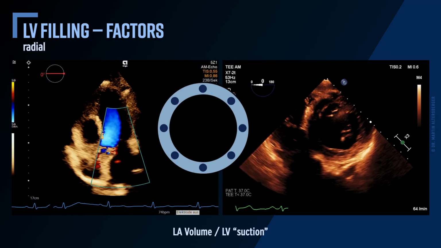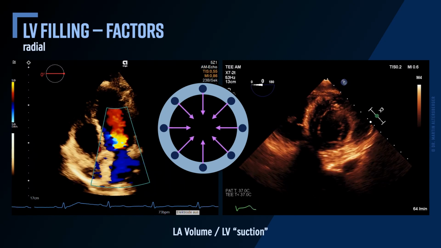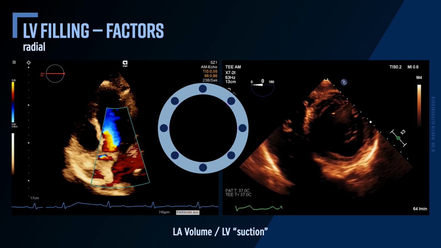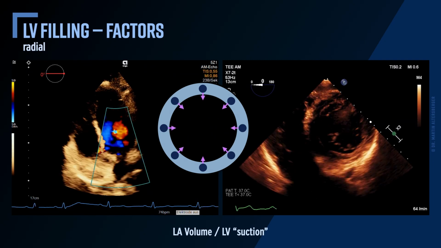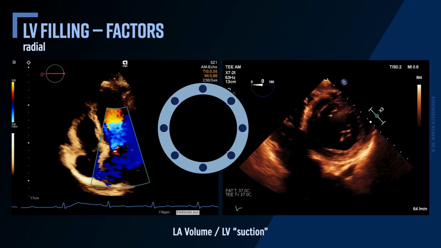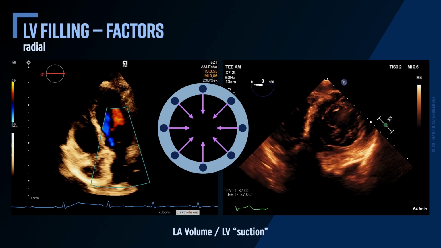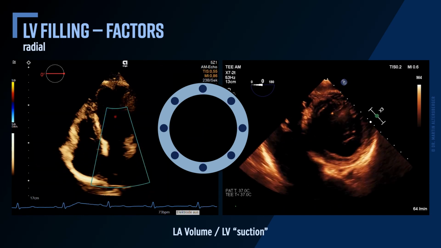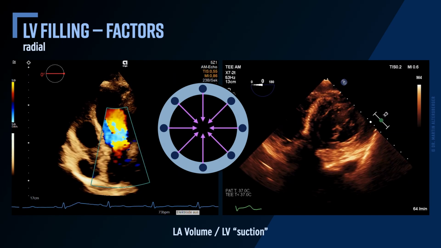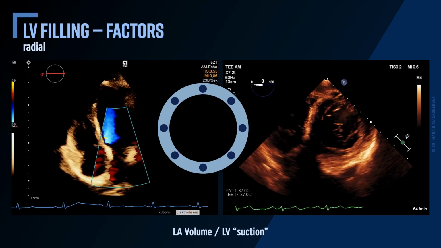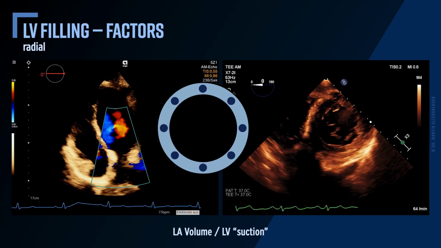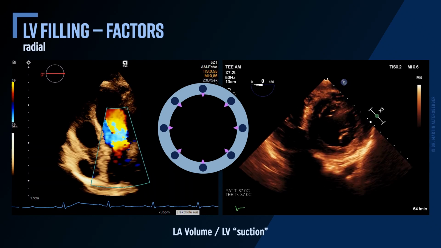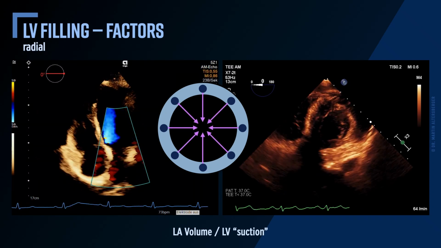The next is also the LV suction, which is important to really have a good filling of the left ventricle. And in this case, we see the radial function of the left ventricle. We take a look at it on the right-hand side, where we see the TEE study with the mitral valve in the center in a transgastric view. So also the left atrial volume and the left ventricular suction are, of course, important to ensure that left ventricular filling is properly done.